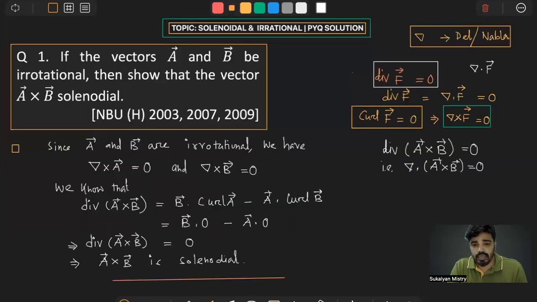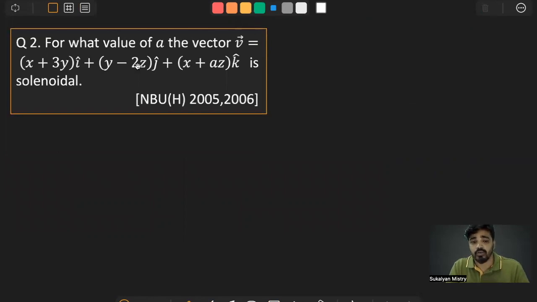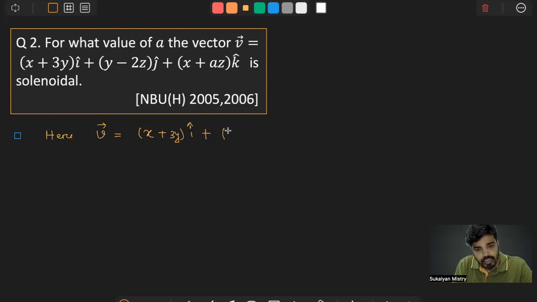Okay, now we discuss the next example. Here we have to find the value of a for the vector V. Pause the video, write the question. Here the vector V is given as x plus 3y i plus y minus 2z j plus x plus az k. We have to find the value of a such that the vector V is solenoidal. Solenoidal means divergence V is 0. So here it is given that V is solenoidal.